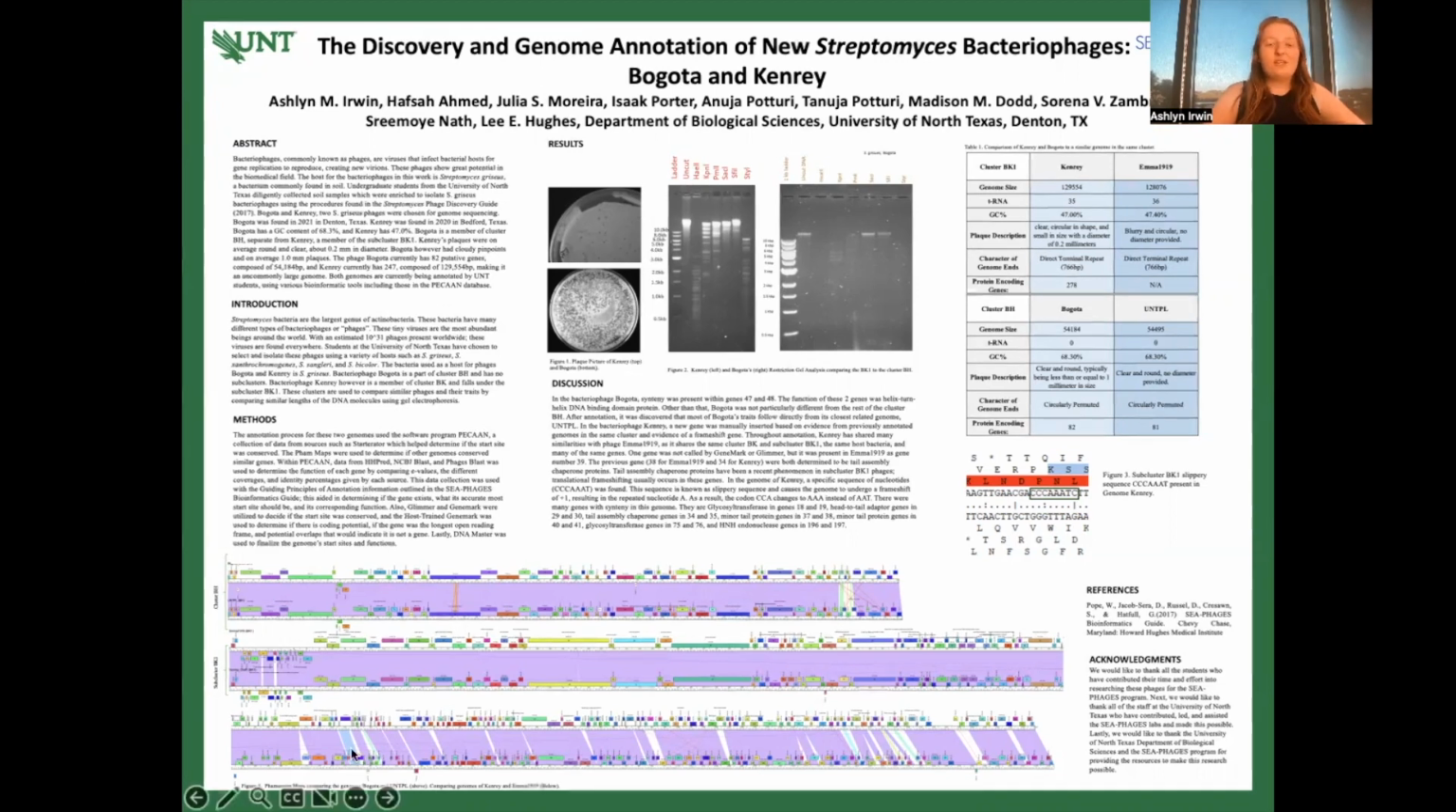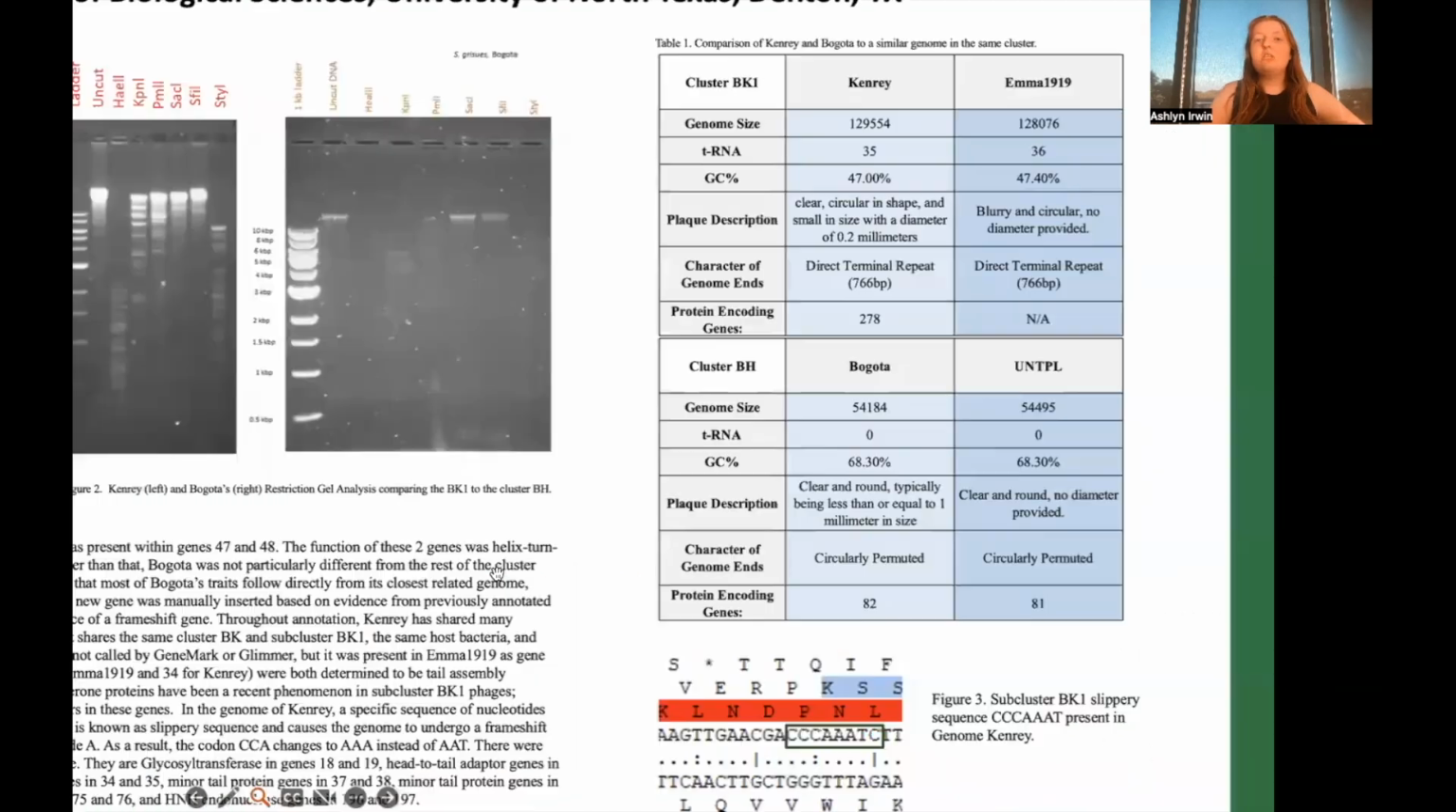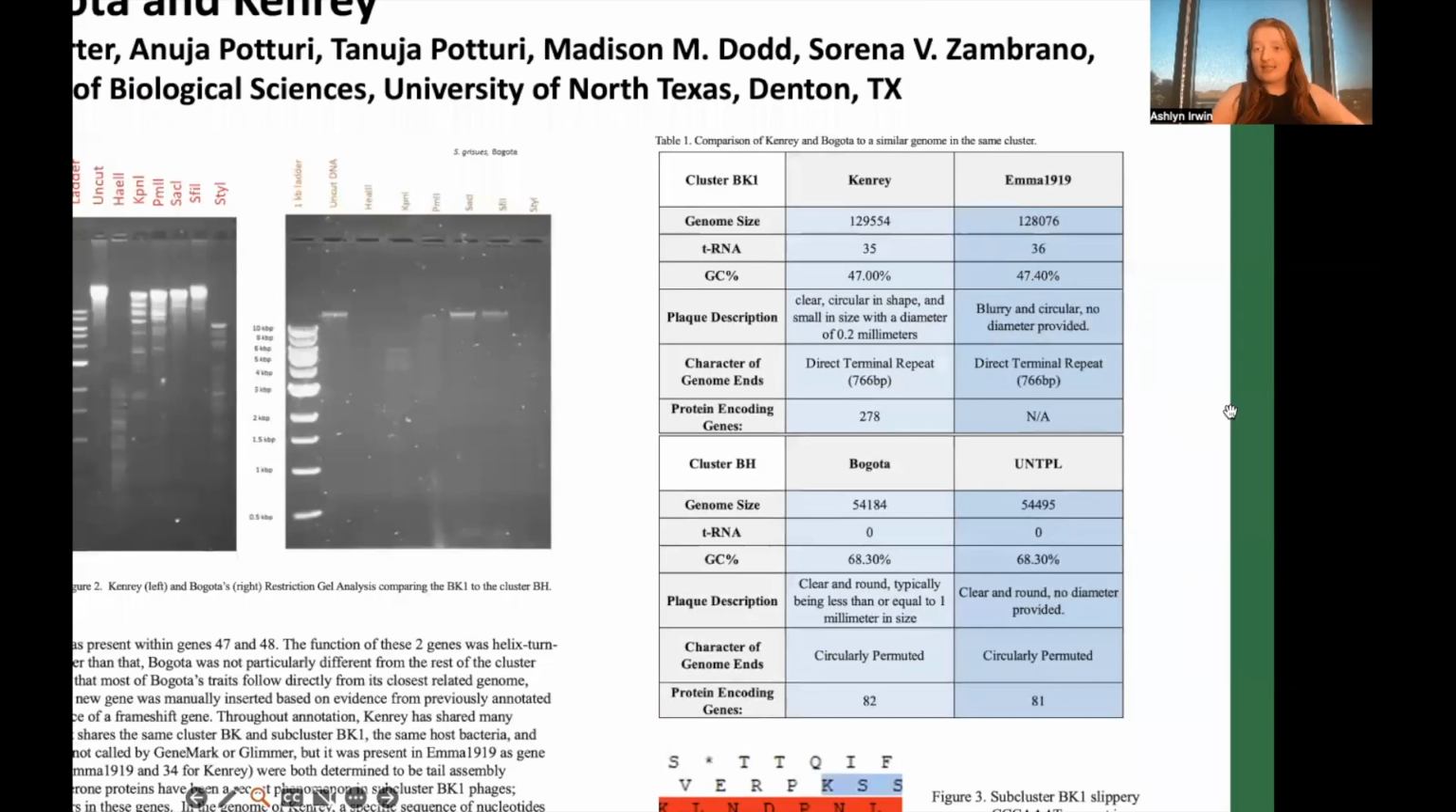All right, so let's go ahead and begin in our annotation. So the first gene that we were able to annotate is going to be Kenrey. Kenrey's closest relative is MN1919, and both of these phages are going to be from our cluster BK1, which is a subcluster of the BK cluster.